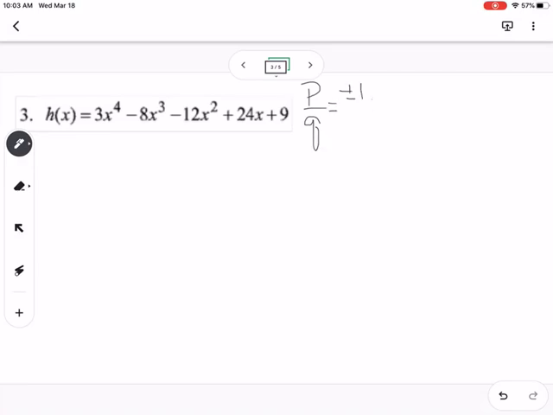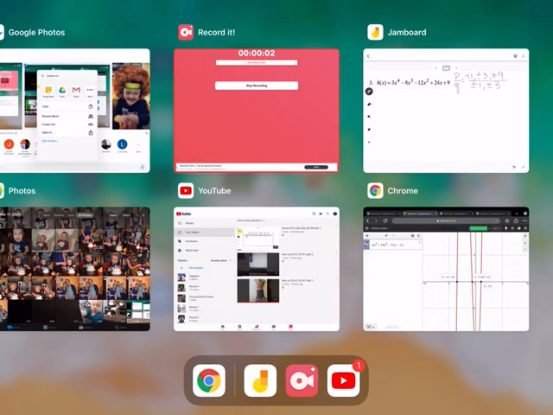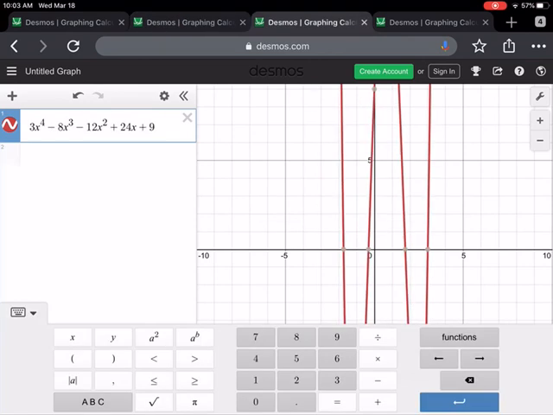So we get plus or minus 1, plus or minus 3, plus or minus 9 over plus or minus 1, plus or minus 3, which is nice. A lot less possible roots. Okay, so here's our third one. So 3x to the 4th, got 4 roots, looks good.